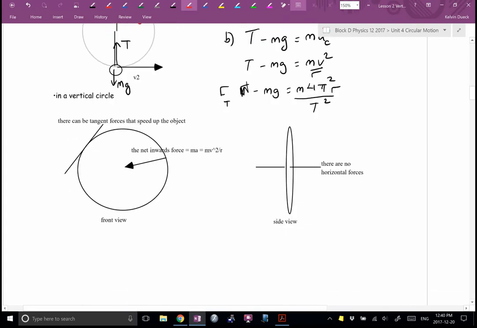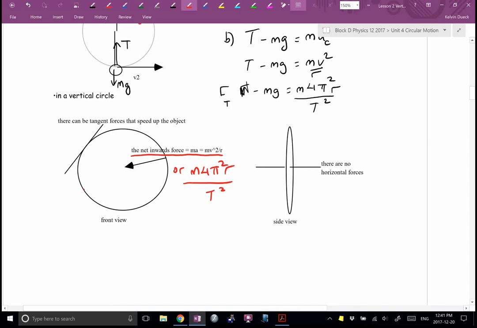So in a vertical circle, there can be forces that speed up the object. Gravity is causing it to speed up on the way down and slow down on the way up. We will not look at any of the situations like right there or right there or right there. All we'll deal with is at the very tippy top and the very tippy bottom. Okay? The net inwards force, ma, is mv squared over r, or m 4 pi squared r over T squared. And there are no horizontal forces, so we'll ignore them. Or we'll assume the horizontal forces cancel out. There may be horizontal forces, but the net horizontal force will be zero.